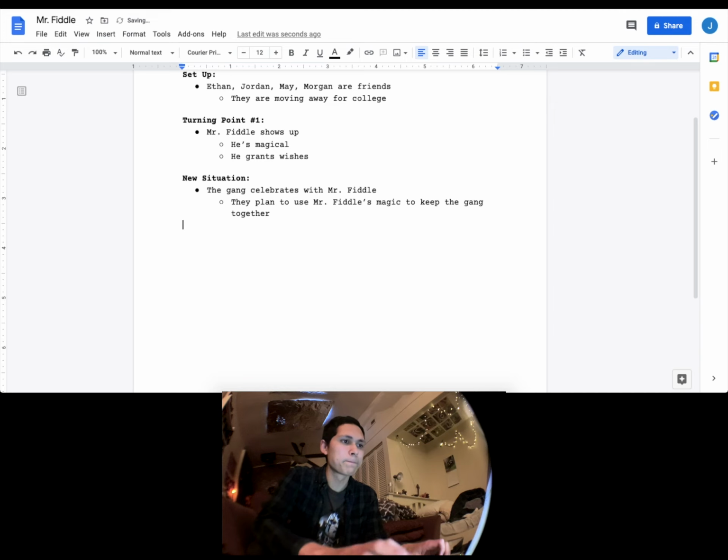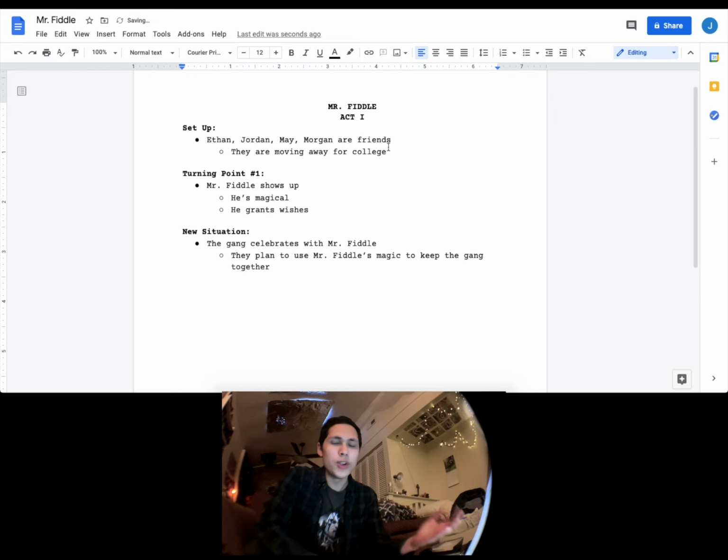Now, how do you use magic to keep friends from moving away to college? Doesn't really matter at this point in the beat sheet. Once I get to the outline, that's when I'm going to start thinking those things through. But just for now, it doesn't really matter because it's just the emotional moments that you want to hit. Turning point 2. Okay.